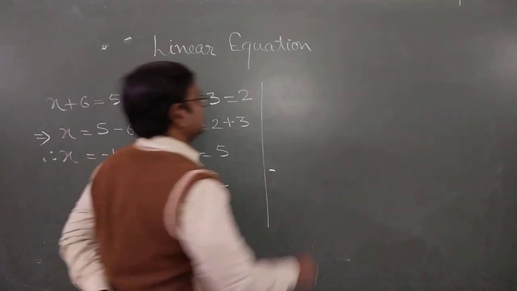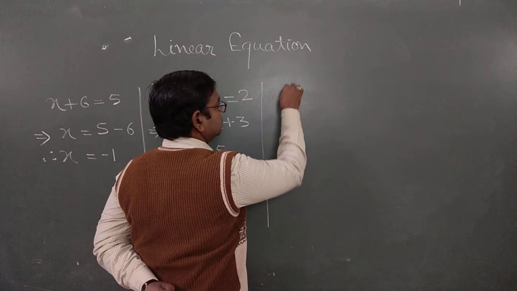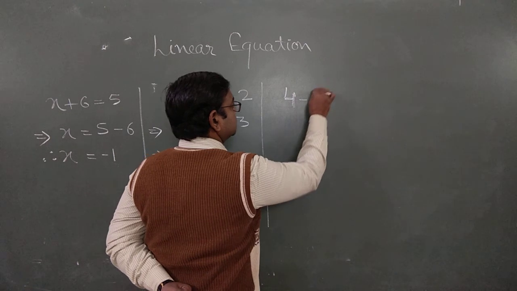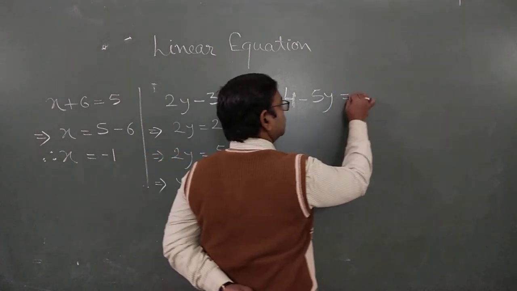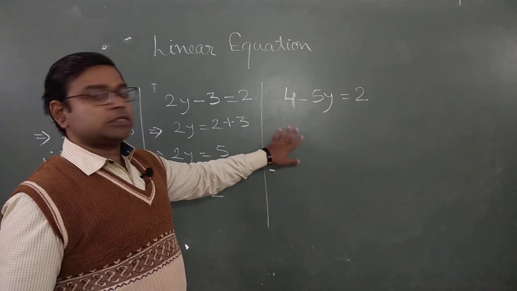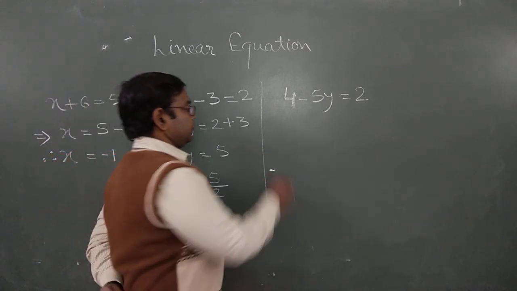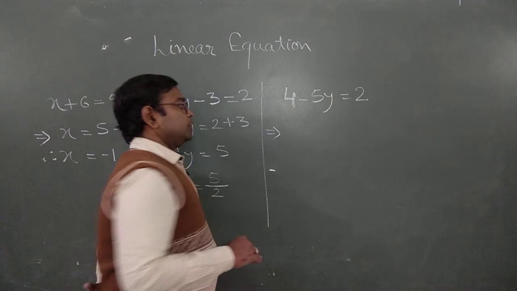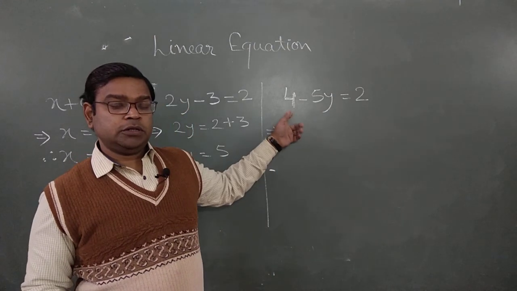One other question, it's 4 minus 5y equals 2. This is your equation. See this one very carefully. First, we are going to free the variable. We transpose the number first.